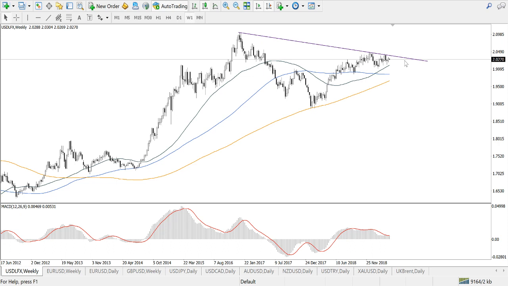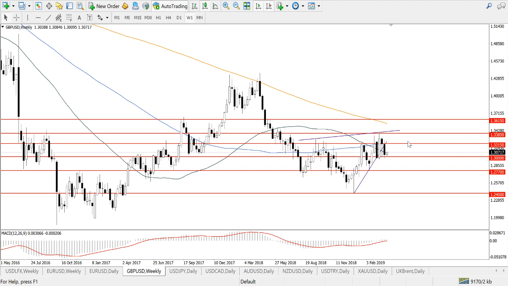Another topic is Brexit, and we can have a look at the British pound versus the USD chart, and we will see that on the weekly chart the price action is taking place between 1.34 and 1.30. The market is swinging from one level to the other, so the situation remains volatile because one day we get positive news about Brexit, the next day we get negative news. The deadline, April 12th, approaches.